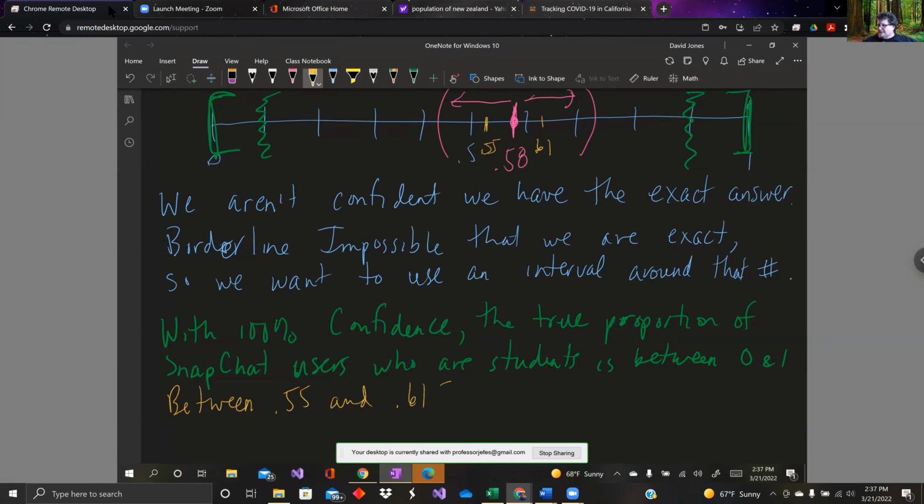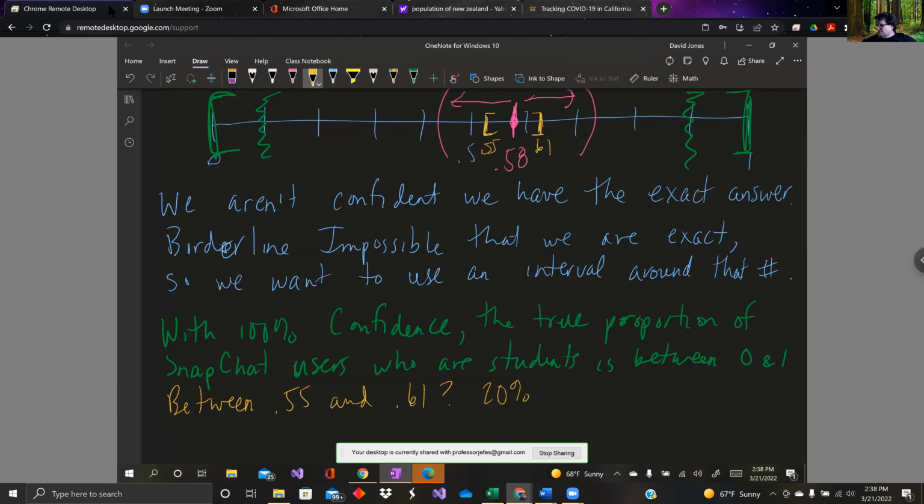Well, now I'm a lot less confident. You know, it's a small window. I'd say maybe 20% confident. It might be in that range. The true proportion might be in that range. It might be 0.579, and I might have gotten really close to it.